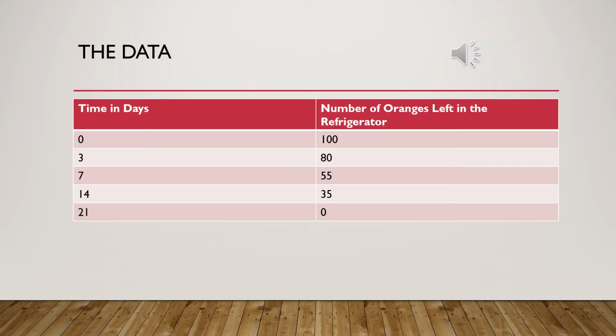And this was the data we obtained. At day 0, we had 100 oranges, and then after 3 days, this number went down to 80. After 7 days, we had only 55 oranges left in the refrigerator. In 2 weeks, 14 days, 35 oranges left, and finally, after 3 weeks, none of the oranges left. So this is our raw data that we collected from this simple experiment.